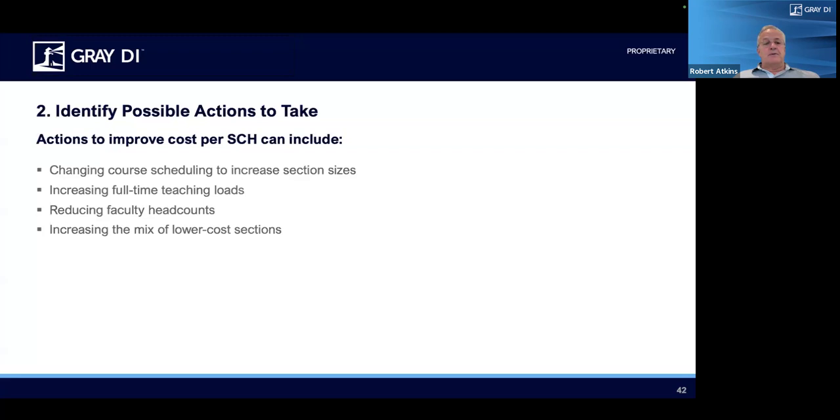Then we can, obviously, reduce faculty headcounts and increase the mix of lower cost sections. I would say the biggest action in addition to this is growth. Go out and do the work to increase the number of students enrolled in your program, and student credit hour costs go down. It's simple arithmetic.